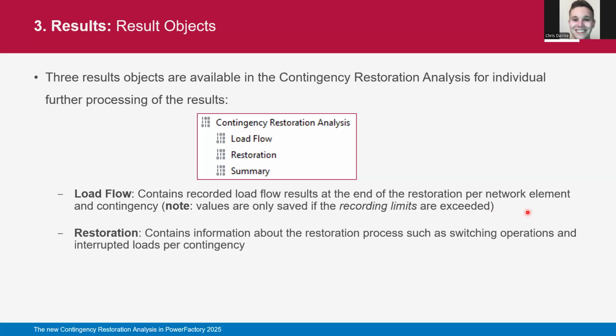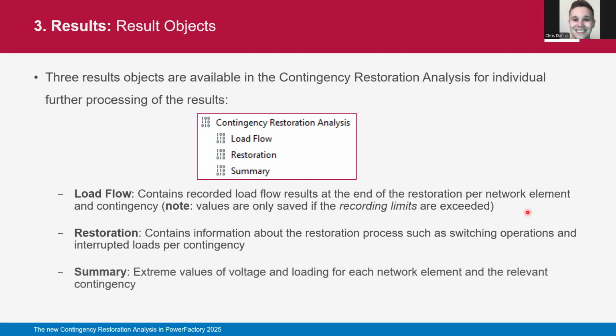So it will include the switching operations that have been estimated, and also how much load and how many customers have been interrupted and how many are still interrupted at the end of a contingency. So those values are also stored in this result file, and you can work with this later on. And then you have the summary, which contains the extreme values for voltage and loading for each network element and the contingency where this happens.